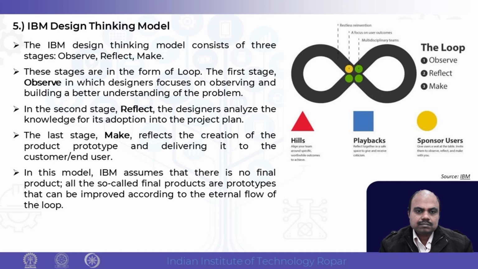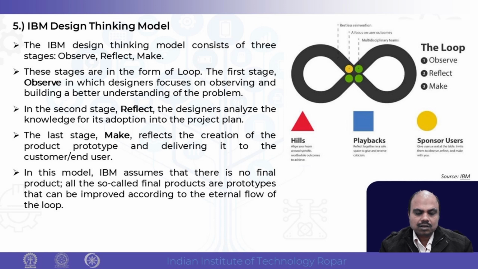So the IBM design thinking model consists of 3 stages: observe, reflect, and make. These stages are in the form of a loop. The first stage is observe. In this, designers focus on observing and building a better understanding of the problem. The second stage is reflect. The designers analyze the knowledge for adaptation into the project plan. The last stage is make, the creation of the product prototypes and delivering it to the customer and end user.